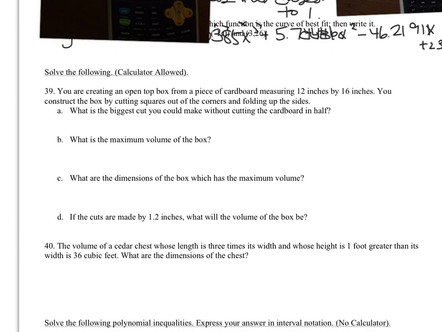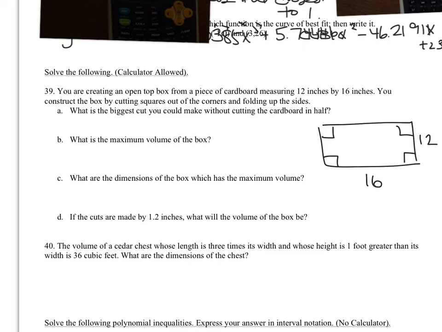So let's look at number 39. 39 says, you are creating an open top box from a piece of cardboard measuring 12 by 16. You construct the box by cutting squares out of the corners and folding up the sides. So I'm going to cut up all these corners. What is the biggest cut you could make without cutting the cardboard in half?